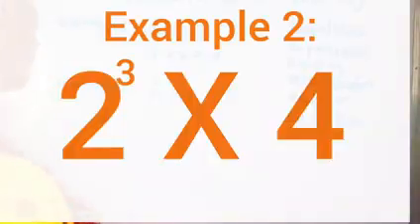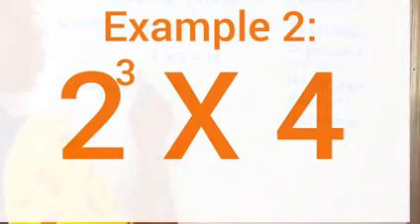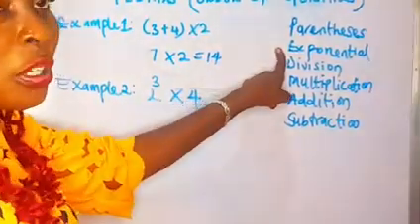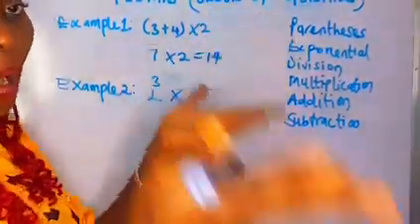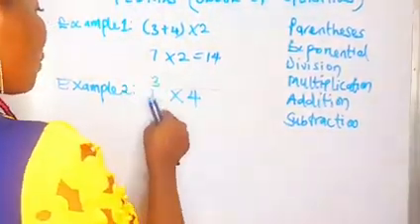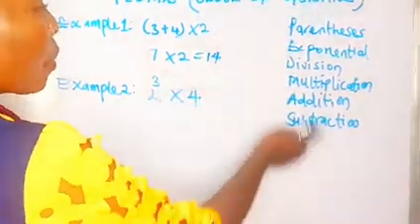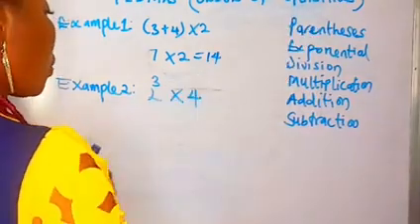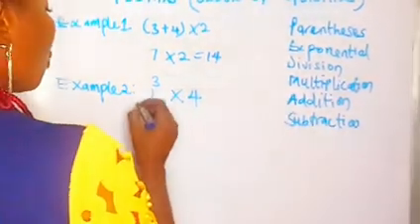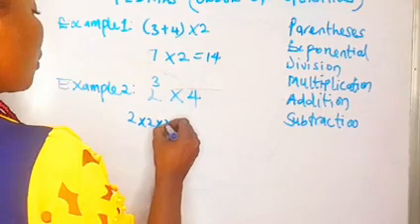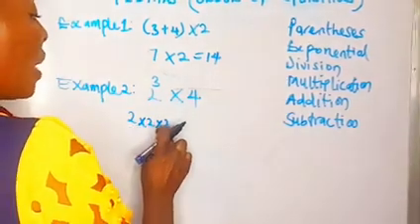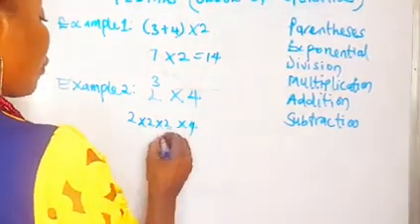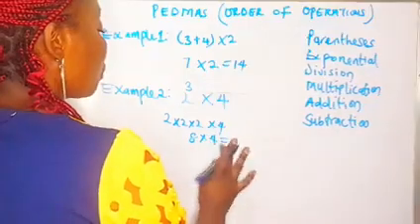Example number 2, we have 2 raised to the power of 3 times 4. This 2 raised to the power of 3 is exponential. Exponential means powers. We do not have any brackets, but we have exponential, so we solve this first. 2 raised to the power of 3 means 2 in 3 places: 2 times 2 times 2, which gives us 8. So we have 8 times 4, which is 32.